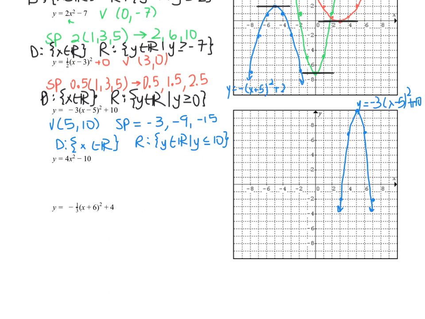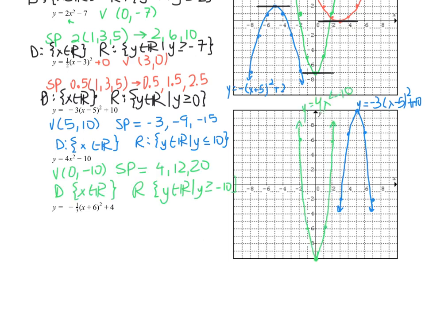So pause the video here and try 4x squared minus 10, and then come back to check your work. All right, so your vertex should be 0, -10 because you're not moving right or left at all. Your step pattern should be 4, 12, 20. That's that 135 times 4. So I plotted my vertex at 0, -10, and then I went to the right one, up 4, right one, up 12 to get to 6. And then the same on the left. Domain, x is an element of all real numbers, and for your range, y should be greater than or equal to that -10 because everything is above -10.